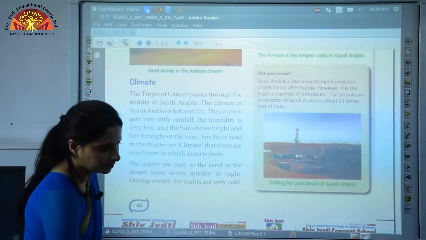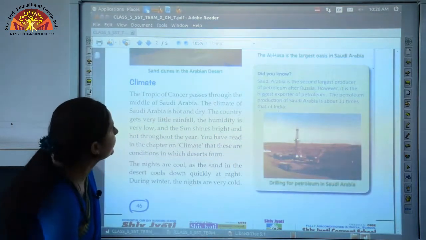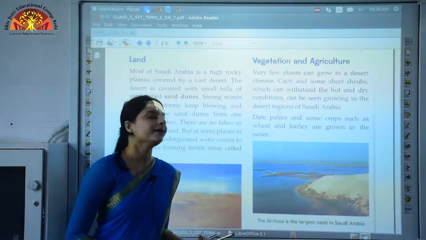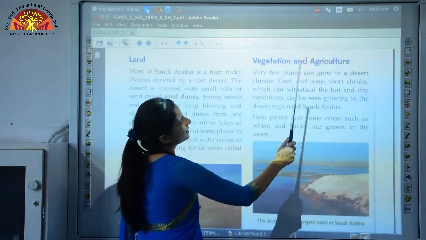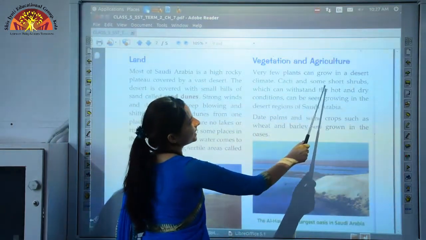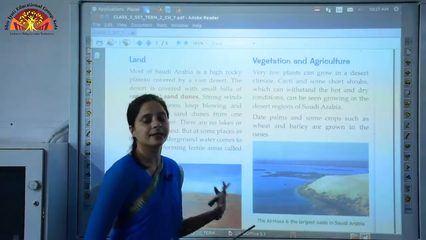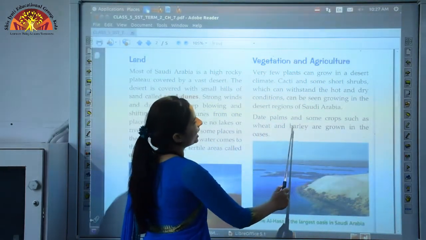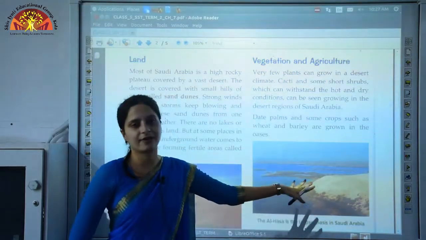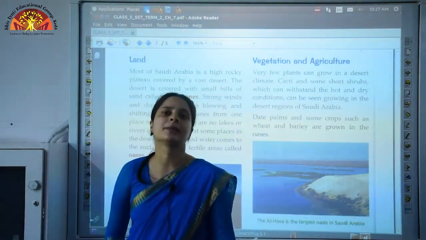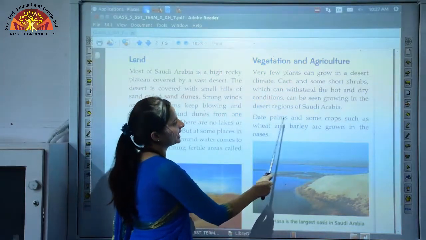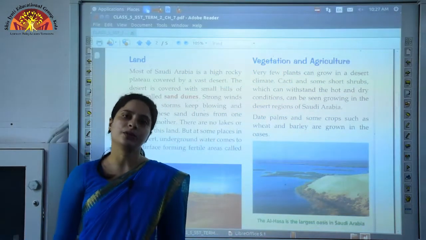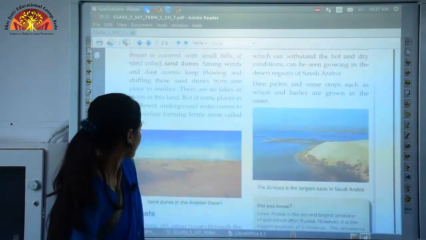Now, we will see the vegetation of the place. As you know that it is all desert area, we will find very less vegetation and very few plants can grow. Some of the plants are cacti and some short shrubs which can bear the extreme hot weather of the place. But wherever you find the formation of the oasis, over there the land becomes fertile and you can see the growth of date palms and some crops such as wheat and barley, which can be grown near the places. Okay.